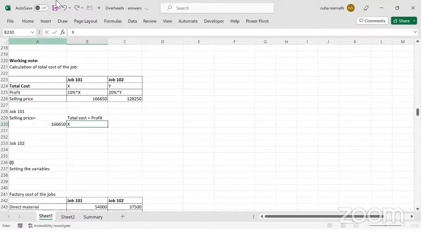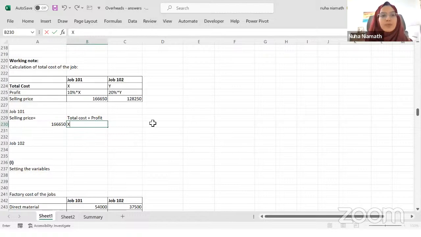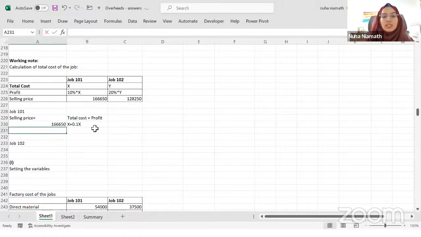We have the total cost, which is, is there a doubt? Okay. So total cost is X plus 10% of X, or you can say 0.1X. Correct? So now 166,650 is equal to 1.1X. So X is equal to 166,650 divided by 1.1.